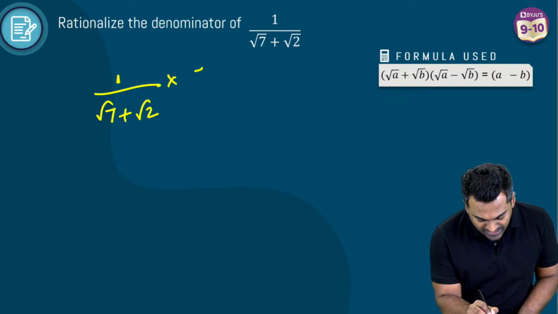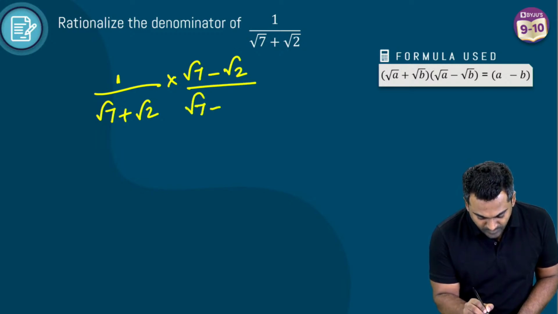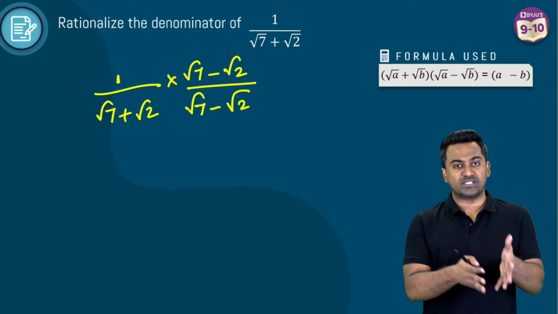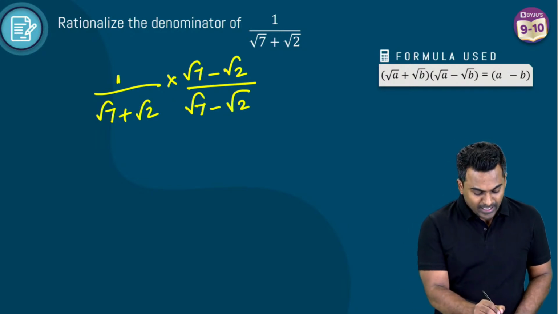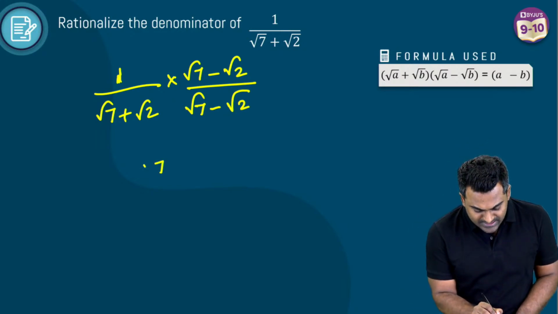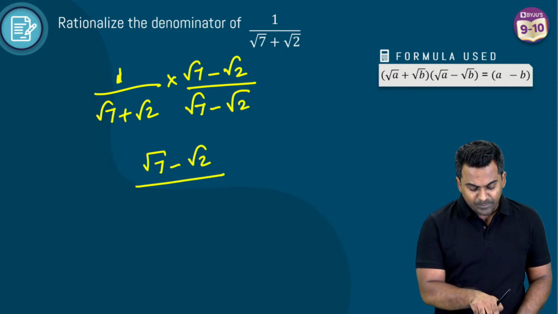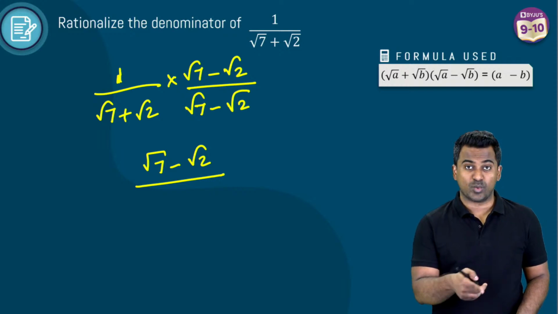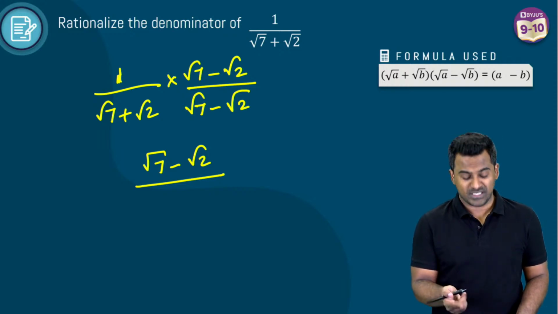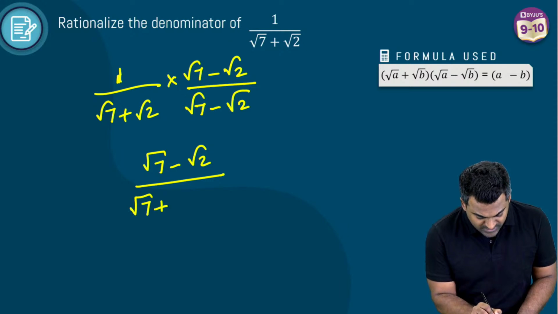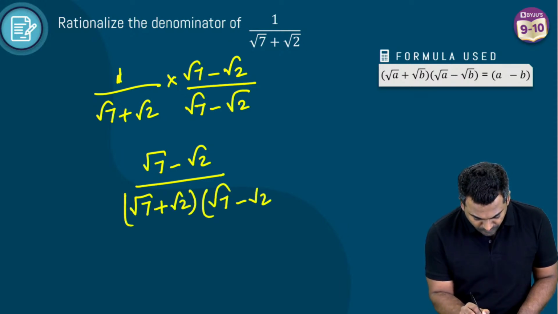I'm going to try to get an answer similar to yours, because I know you are right. So I'll multiply the numerator by root 7 minus root 2, divided by the denominator also by root 7 minus root 2. Now, 1 multiplied with this will stay as it is: root 7 minus root 2. Divided by what? The denominator is in the form of a plus b multiplied with a minus b, which is a square minus b square. We learned a formula for this. So this will be root 7 plus root 2 multiplied with root 7 minus root 2.